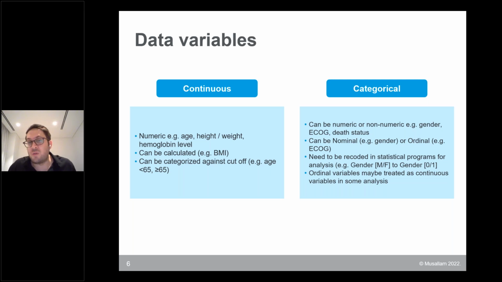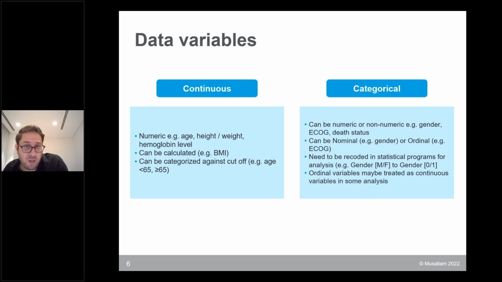So age is a continuous variable. You can put it on a number line. It spans, obviously, we can't have a negative age, from 0 up until 100 something. But you can still categorize age and split your patients, for example, around the age of 65 years, less than 65 and more than 65. So you can convert a continuous variable into a categorical variable.